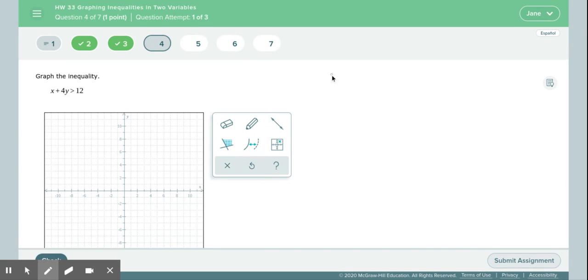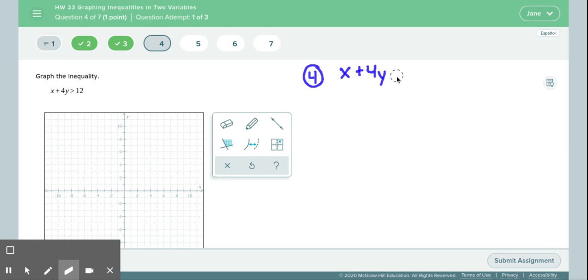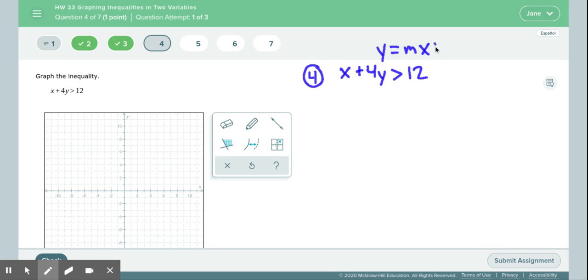All right, question number 4 has a little bit more work to do for it, not much. But when it comes to graphing this inequality, x plus 4y is greater than 12, I need to get this solved for y. All right, so where's my y? I need to put this in the form y equals mx plus b. So that means my x term needs to go to the opposite side. Since it's a positive x, the opposite of positive x would be minus x on both sides. So x minus x cancels out.